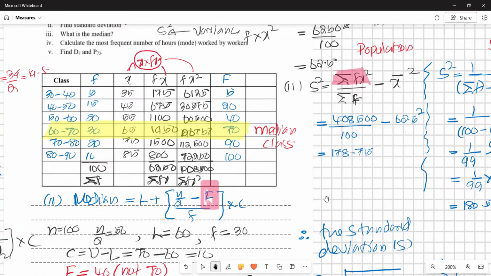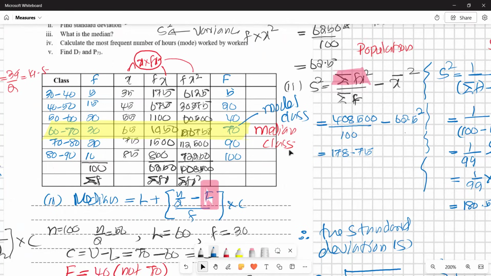Right. The modal class is the maximum frequency class. Maximum frequency is 30. Therefore, this is the modal class. Frequency of the modal class is 30. Frequency of the preceding class is 20. Frequency of the next class is 20.